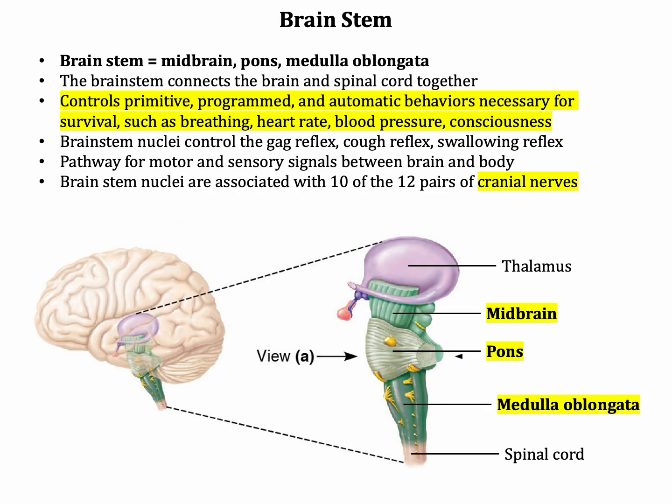For the brainstem, this includes the midbrain, pons, and medulla oblongata. It connects the brain and spinal cord together, and it functions to control very primitive, programmed, automatic behaviors. So it sets a breathing rate, heart rate, blood pressure, all of that automatic stuff that we don't think about. Our brainstem structures are very similar when we compare it to other animals, right? So these structures and these functions evolved very early on.